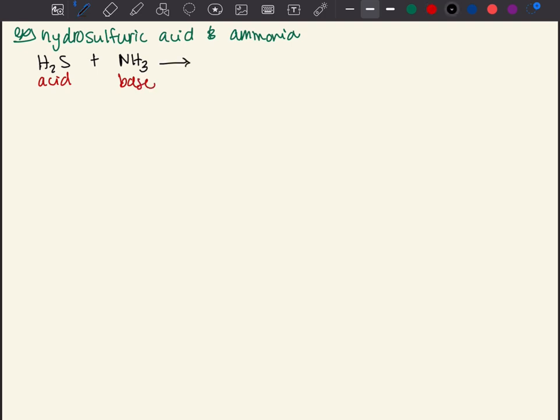So when this happens, ammonia is going to accept a proton and it will become NH4 plus, and then hydrosulfuric acid will lose a proton, so it becomes HS minus. So here, the ammonium is going to be my conjugate acid, and my HS minus is going to be my conjugate base.